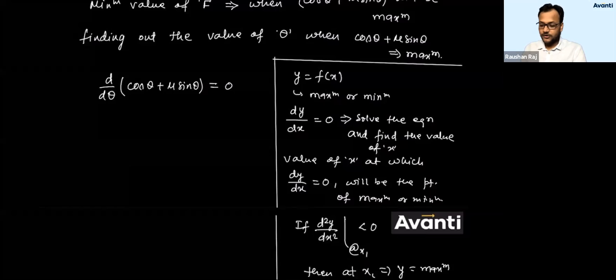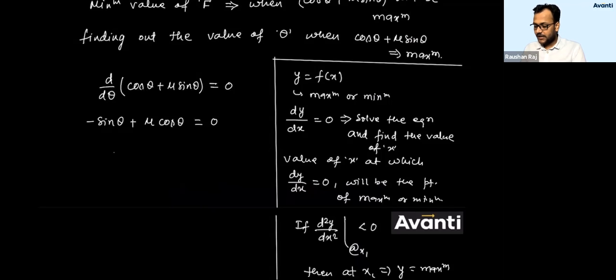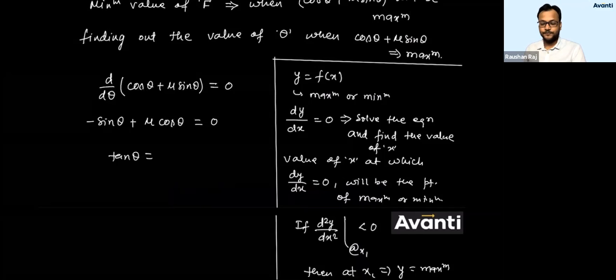So differentiation of cos theta will be minus sin theta plus mu is constant. Differentiation of sin theta is nothing but cos theta will be equal to 0. So I would get tan theta will be equal to, देखो क्या करेंगे इधर, इसको मैंने क्या किया, right hand side ले गए, and then I'll bring this cos theta here. So I'll get tan theta will be equal to mu. So theta will be equal to tan inverse mu.